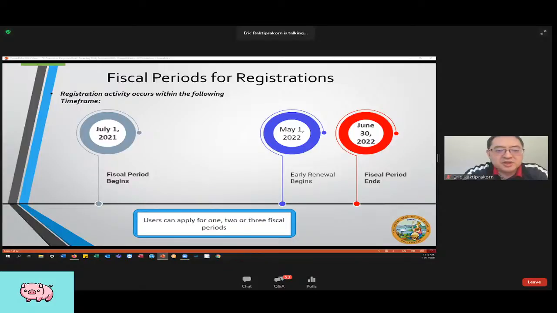So there's a little bit of confusion here, and that's understandable. The dates December 31 and May 31, none of those dates are on the visual in front of you. So we're looking at the June 30th, 2021 due date. If you're registering for the first time on June 1st, you have to expect that your registration will end June 30th, 2021, unless you applied for multiple fiscal periods. We can move on to the next slide.